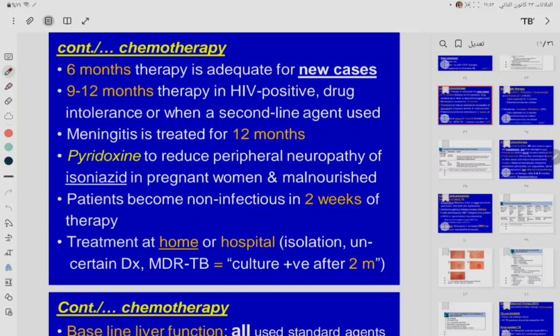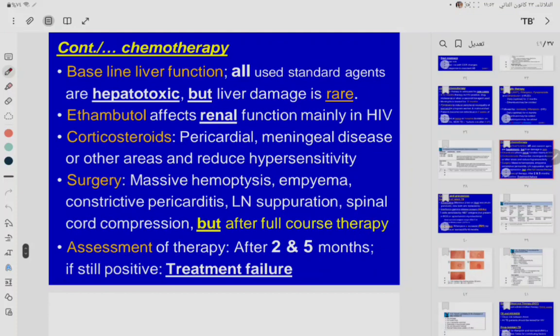Treatment at home or hospital isolation depends on the certainty of diagnosis. Multi-drug resistant means culture positive after 2 months. So if we are still isolating the TB after 2 months, it is multi-drug resistance or treatment failure. We should do baseline liver function because virtually all of these drugs are hepatotoxic, but they should not cause liver damage, and liver damage is rare. Ethambutol affects renal function, mainly in HIV.